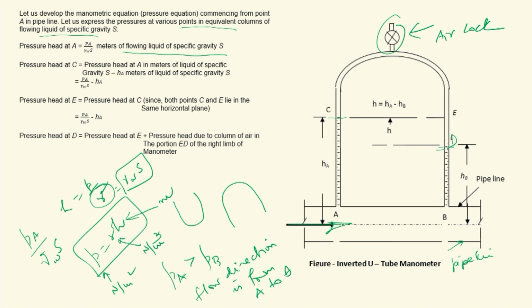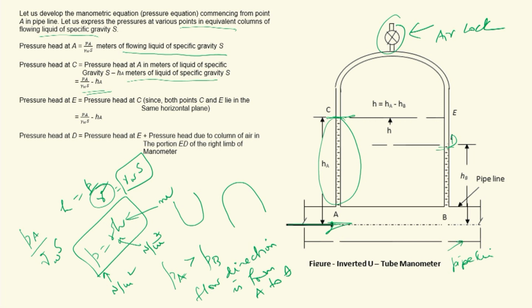Then we go to C. C is another point which marks the surface of liquid in the left limb. So what is pressure here at C? So from A you are going up. When you are going up in elevation, the pressure decreases at the constant rate of specific weight of the liquid of specific gravity S here. So pressure head at C will be pressure head at A in meters of liquid of specific gravity S minus HA meters of liquid. So HA is what? HA is only liquid of specific weight S, therefore you can simply put HA. So PA by gamma WS minus HA.